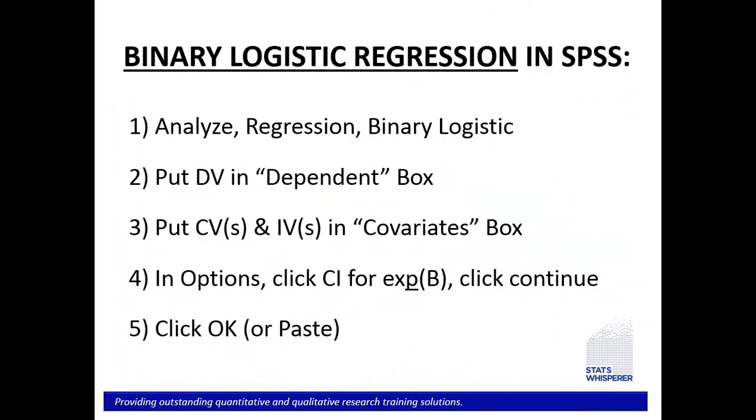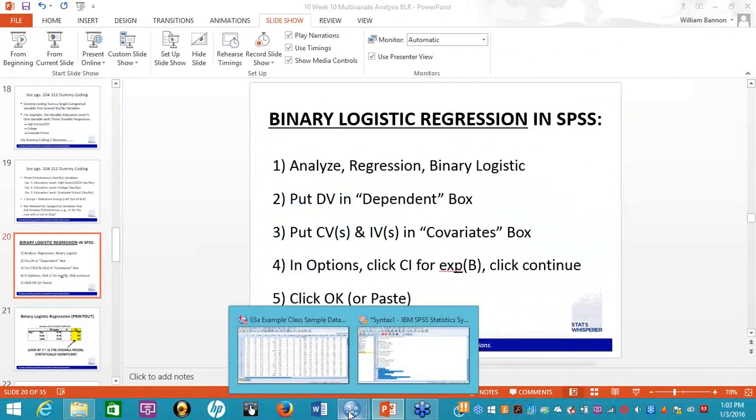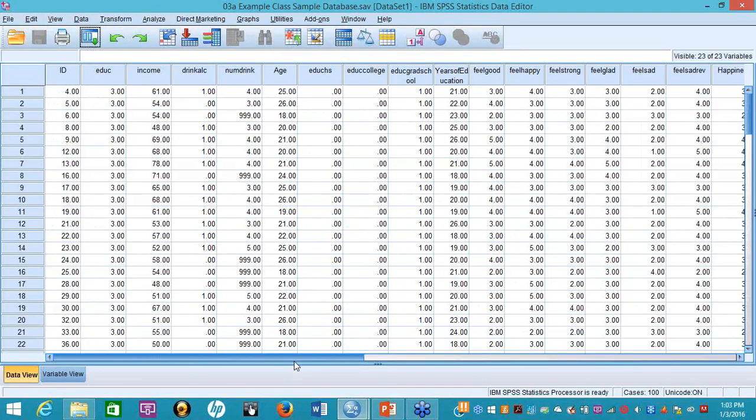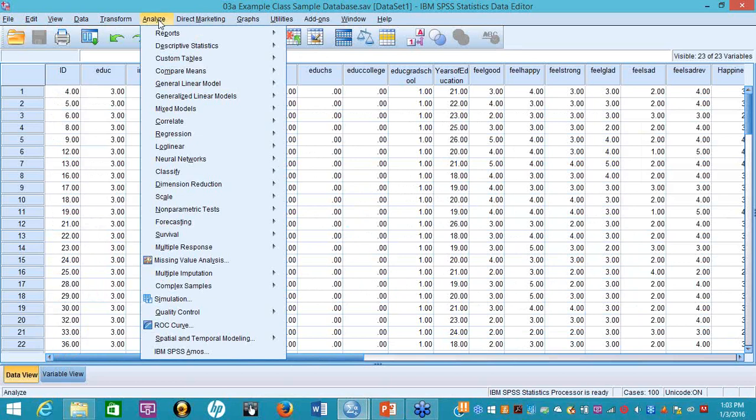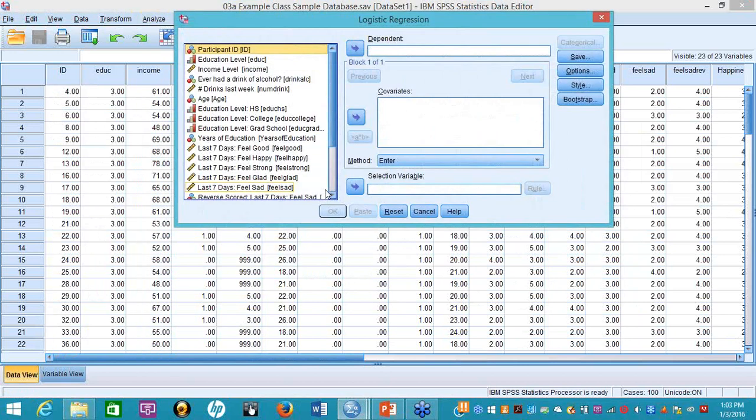So here is our path to do binary logistic regression. We have it all written down, but let's do it live. Okay, so here we are back in SPSS. So we go to Analyze, of course, back to Regression, Binary Logistic. See, it's all right there. We click that. All right, here we are.